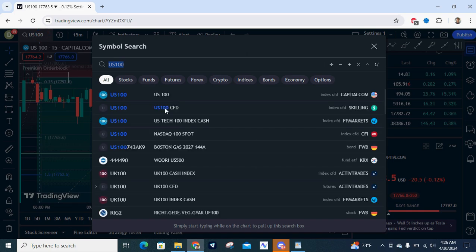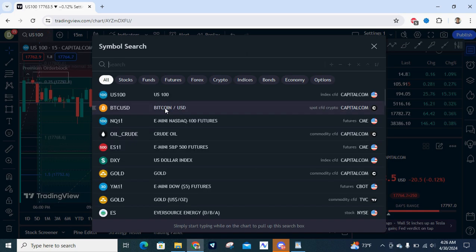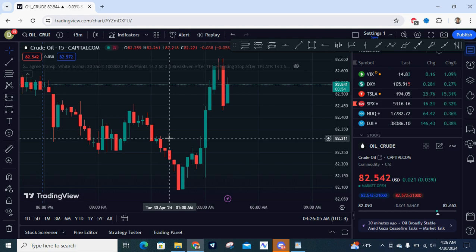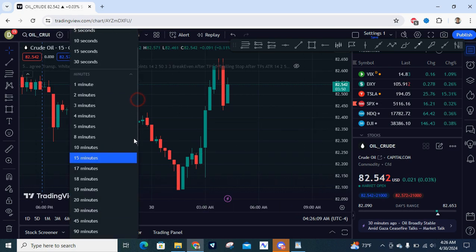Okay, I'm gonna look at another asset. Sure, look at crude oil. It's the same with crude oil. I'm gonna say, it don't matter the asset. It's the same thing.